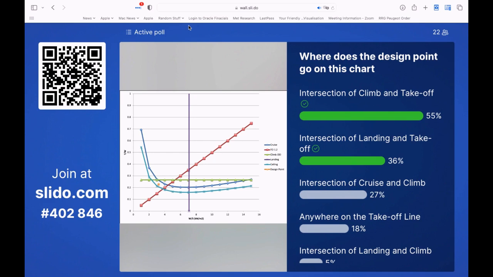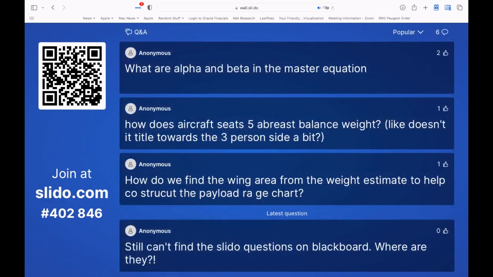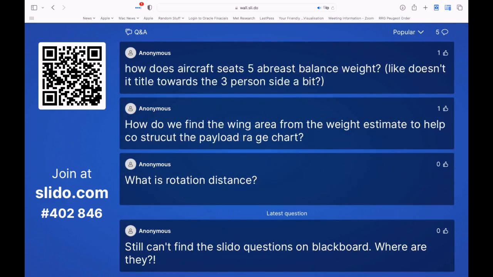Okay, before we get on to configuration design, which is, in my opinion, fun, but not as critical to you passing. Alpha and beta we talked about before, they are the thrust lapse and the weight fraction at that constraint point. How do 5 abreast aircraft balance?